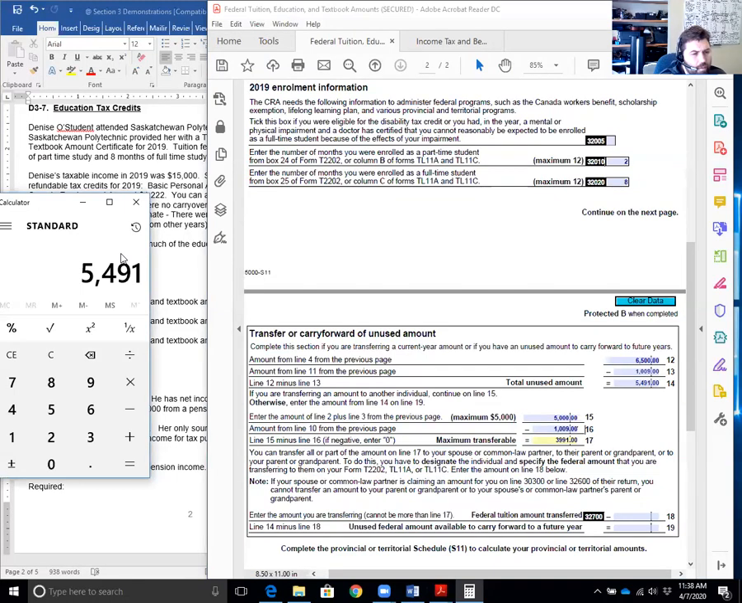Now, you would wonder, why can't I subtract 1,009 from 6,500, and then the maximum would be, why wouldn't the maximum be 6,500 minus 1,000 what I used? Oh, 5,491 is greater than 5,000, but the maximum is 5,000. I'm going to claim 5,000.